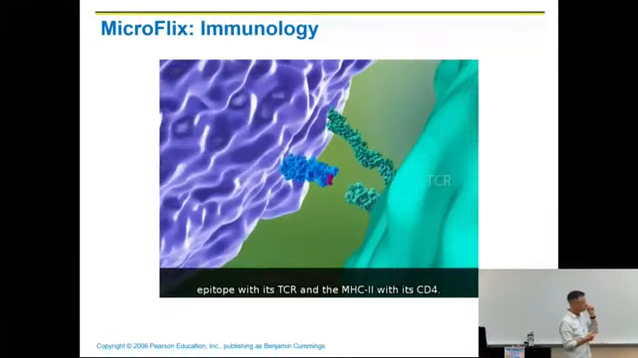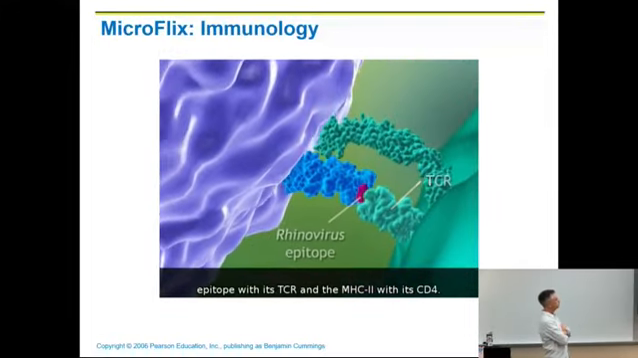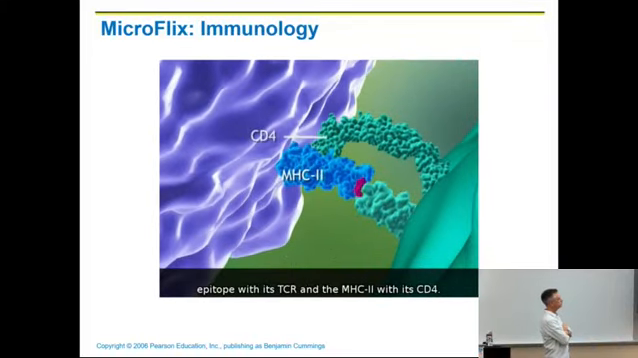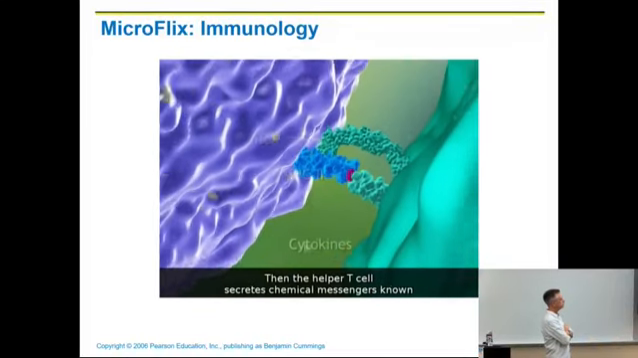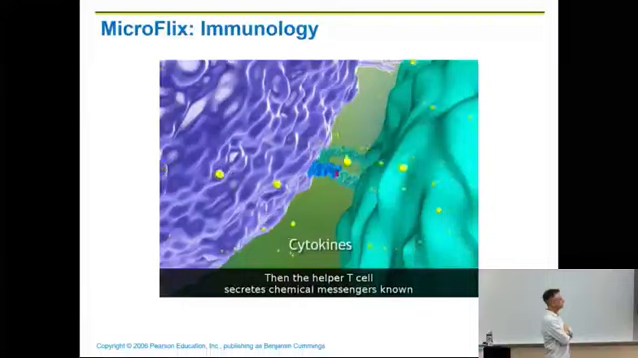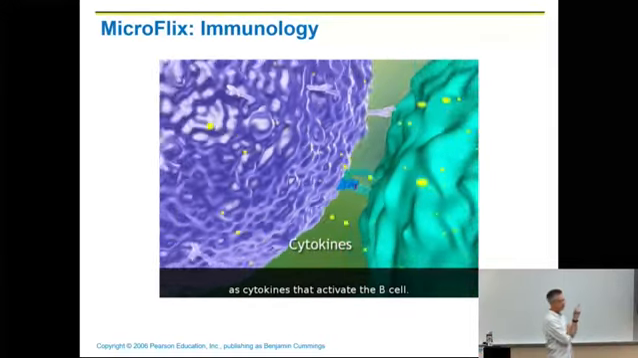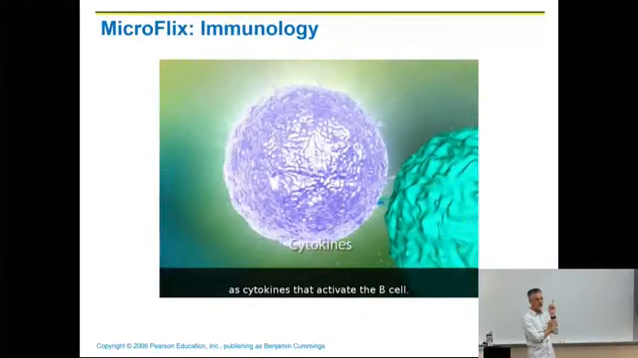The mature helper T cell recognizes the rhinovirus epitope with its TCR and the MHC2 with its CD4. Then the helper T cell secretes chemical messengers known as cytokines that activate the B cell. So those are the cheerleader molecules.